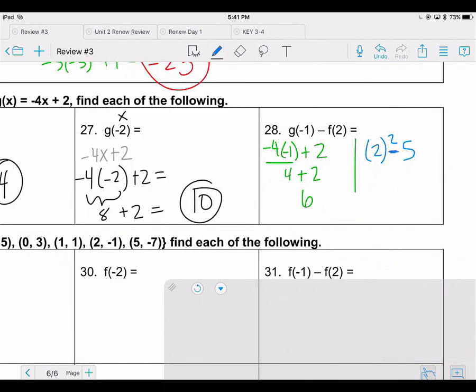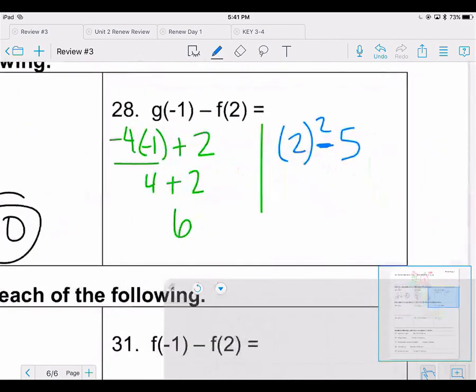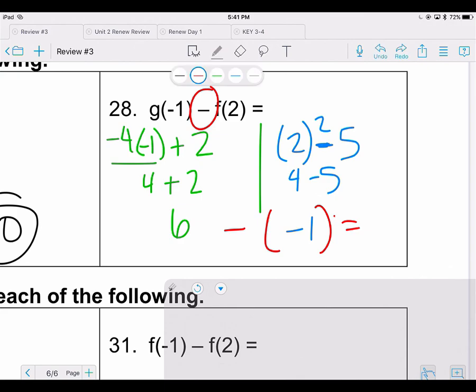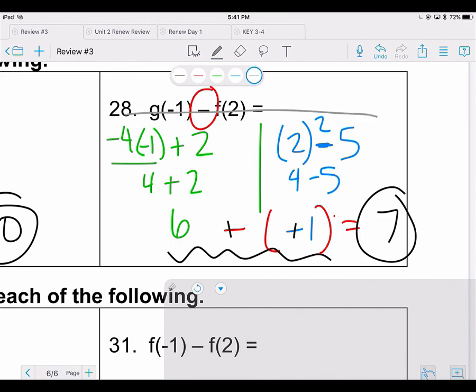In the blue, my f of x function is x squared minus 5. So 2 squared is 4. 4 minus 5 is negative 1. Now, they want me to subtract this, so I have to throw in that extra subtraction sign. 6 minus a negative 1 is the same thing as 6 plus 1. 6 plus 1 is 7. Remember, you can put this into your calculator. If you put all of this into your calculator, that's fine, but make sure you put a minus sign and then add extra parentheses here because you are wanting to subtract 2 squared minus 5, not just 2 squared.